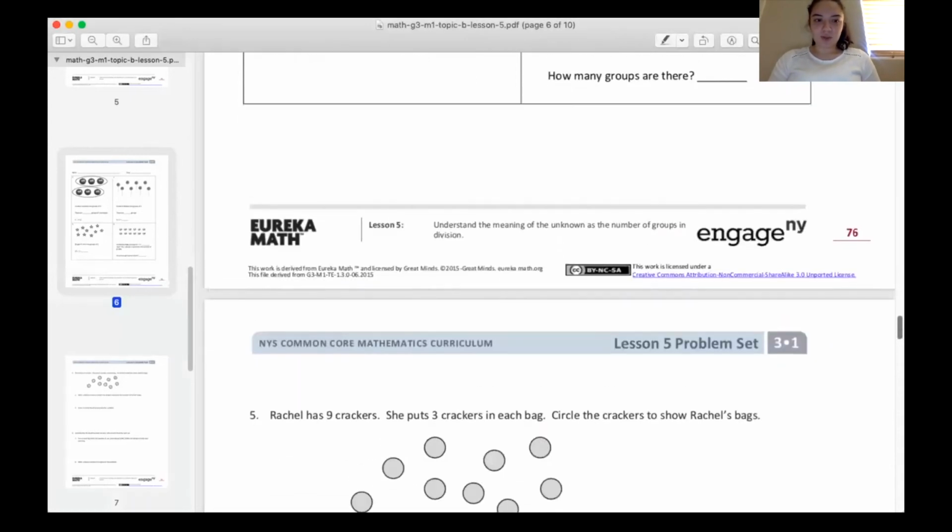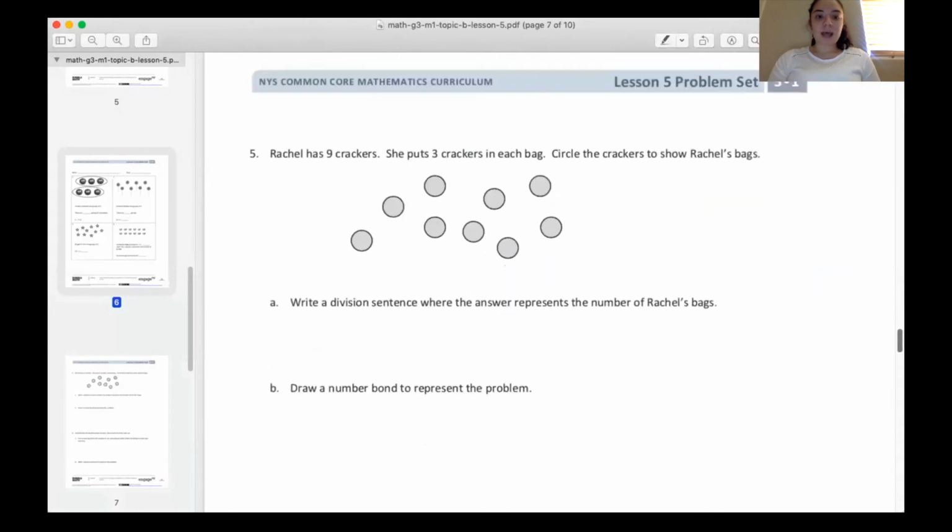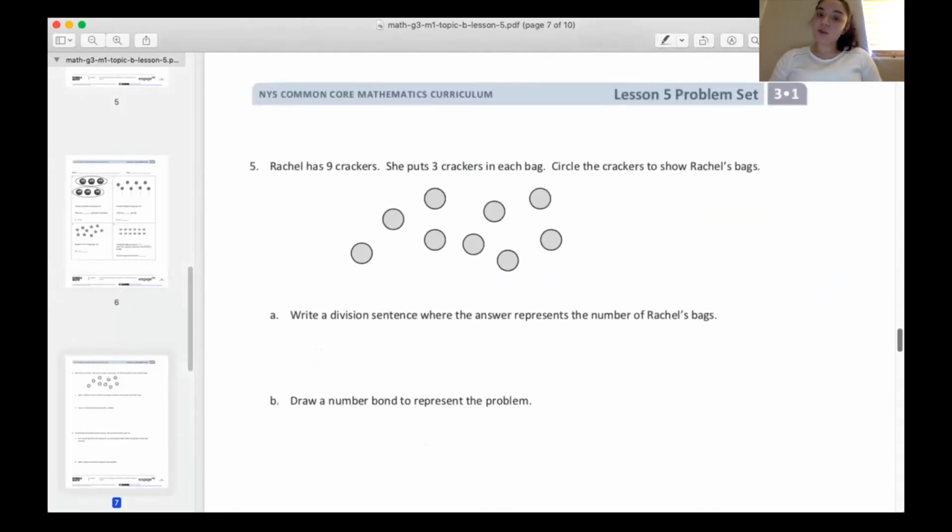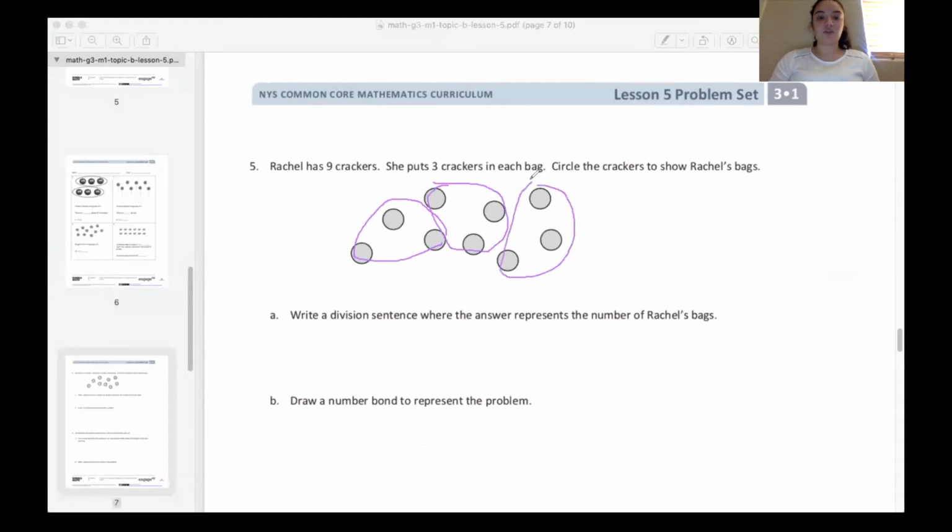Let's move on to the next one. Rachel has 9 crackers. She puts 3 crackers in each bag. Circle the crackers to show Rachel's bag. So 3 in each group. She has 1, 2, 3, 1, 2, 3, and 1, 2, 3. So those are our groups.